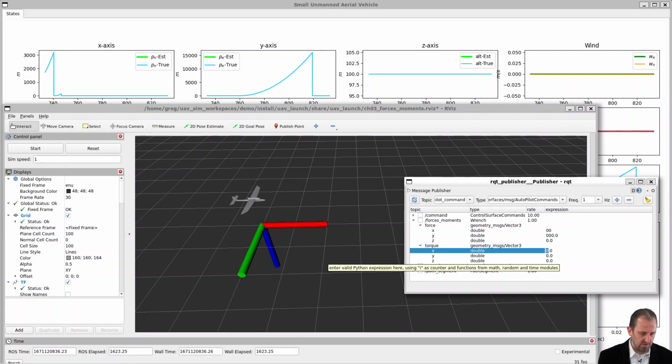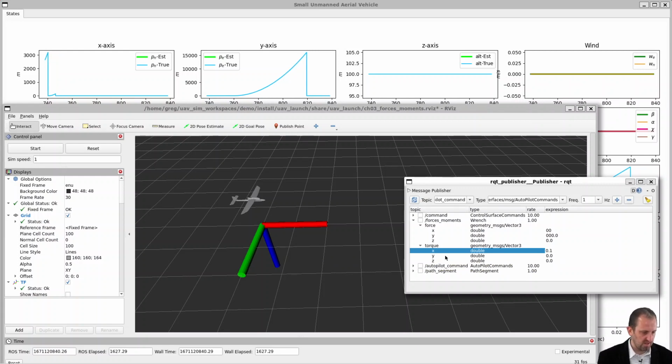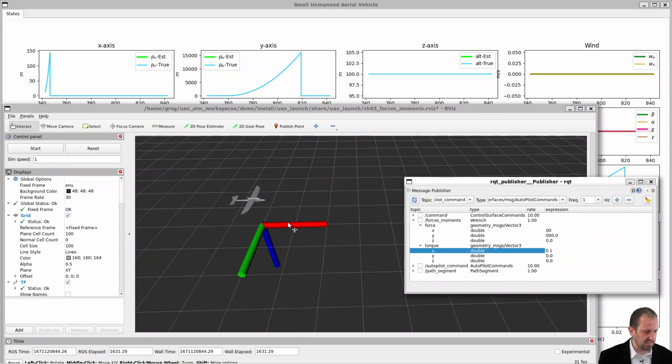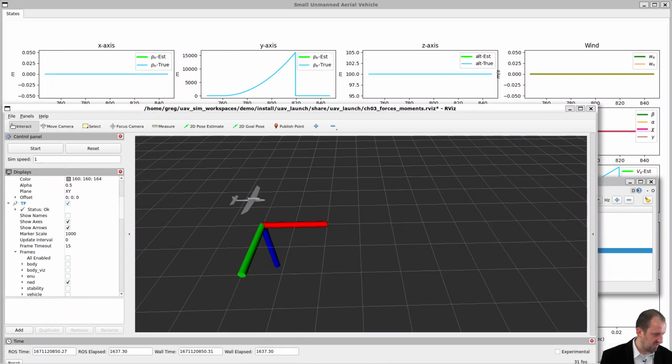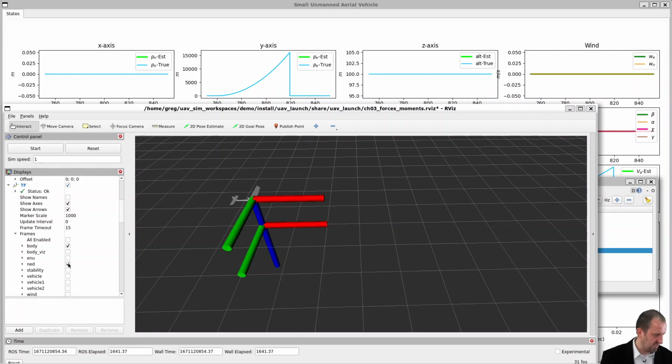Now, I'm going to use a small value for this because you'll see why. I'm going to apply a torque about the x-axis. Again, remember the x-axis is parallel to this red line, and perhaps I should just show that frame, our body frame, instead of our north-east-down frame.